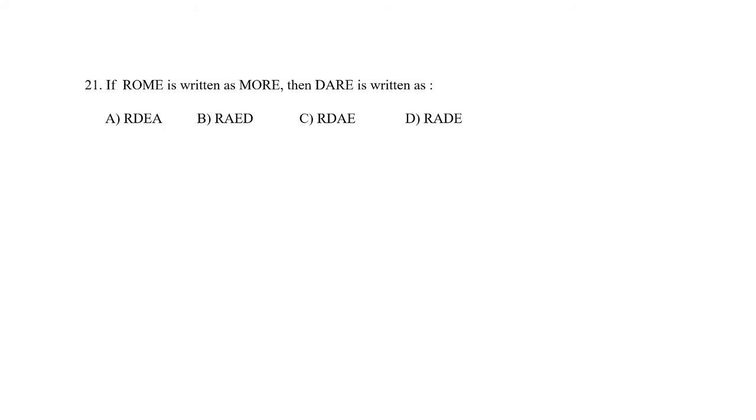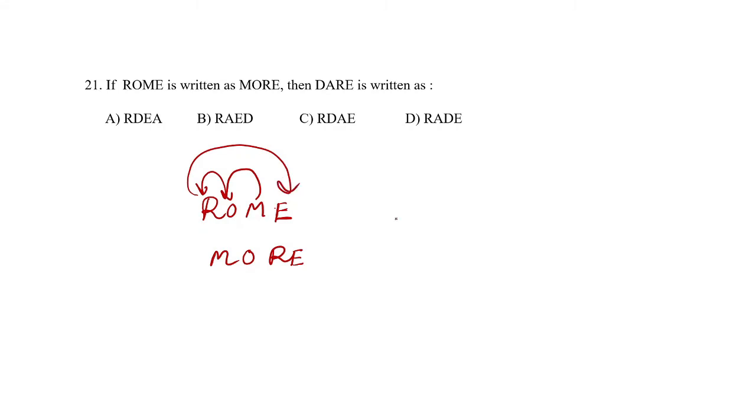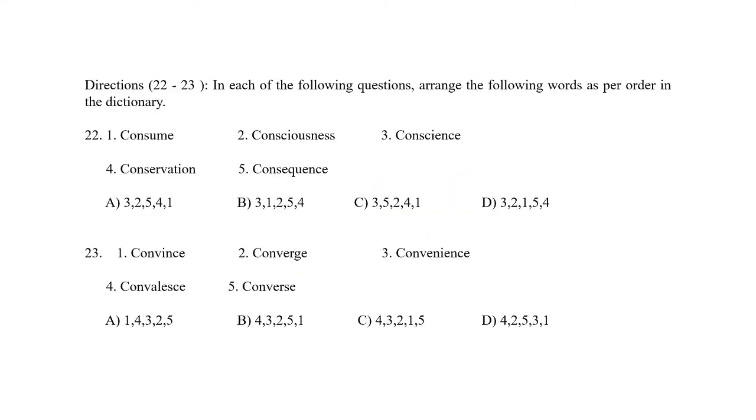If Rome is written as more, and dare is written as what? Here Rome is written as more. Same letters but order changed. See, more, M-O-R-E. Apply that direction to this word dare. R-A-D-E.